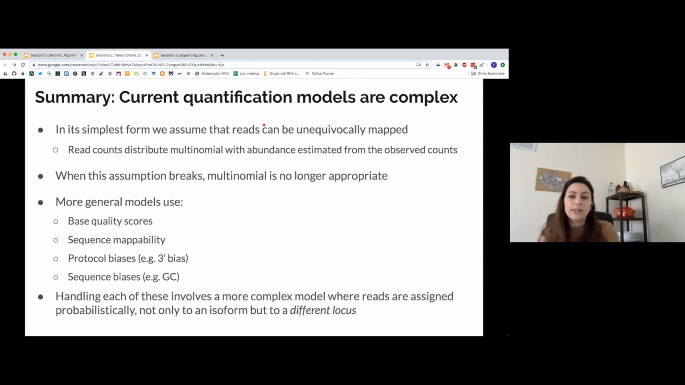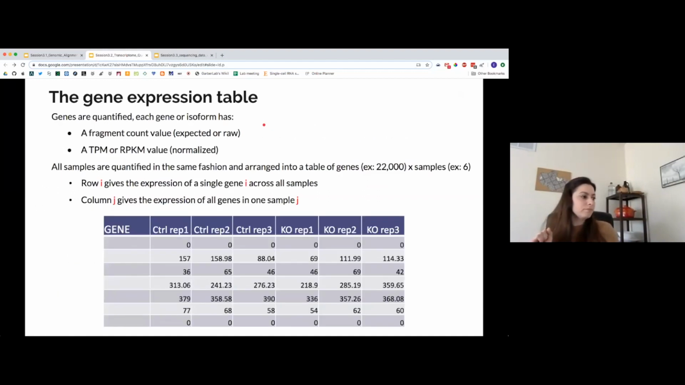So handling each of these additional variables involves a more complex model, and the reads are assigned probabilistically. So not only to a different isoform of the same gene, but even to a different locus. Genes that share similarity in their sequences will also get a corrected count based on the probability that the read came from each of them.